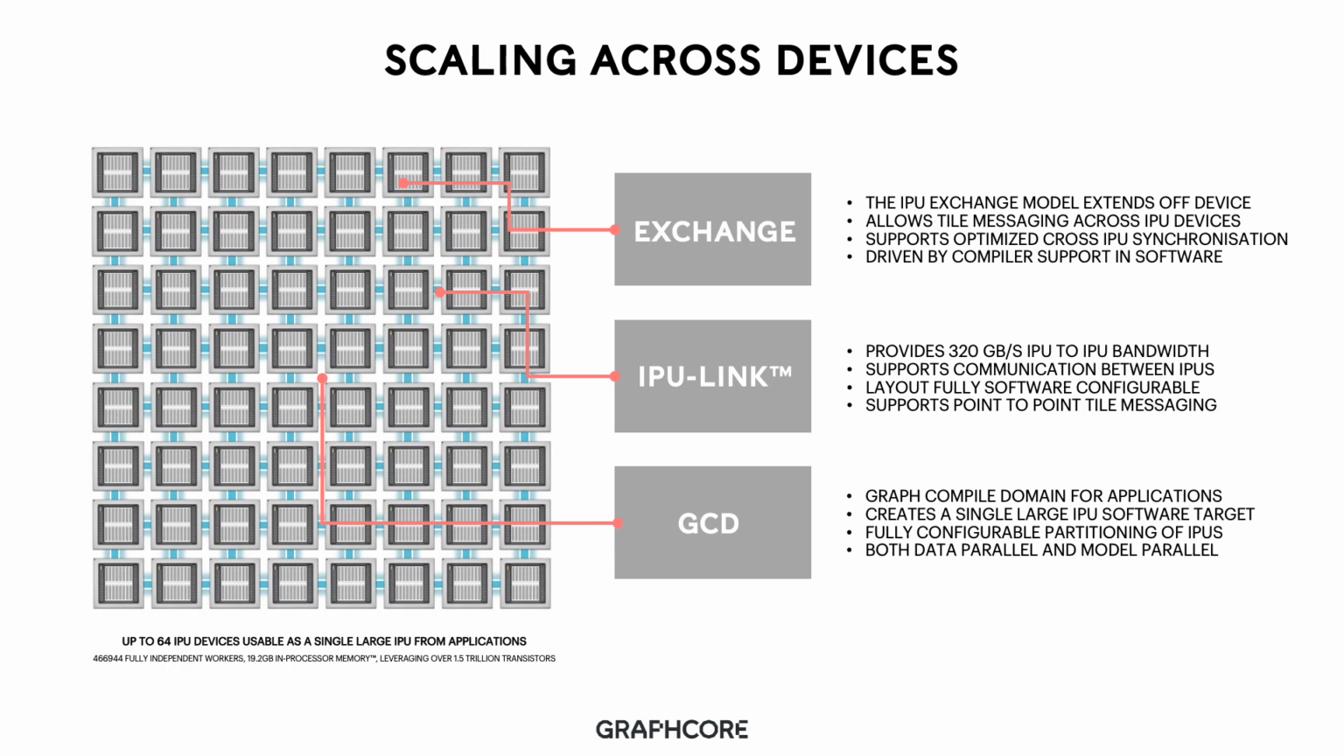Along with scaling on device, we also support scaling across devices. Our IPU link technology enables us to connect multiple IPU processors together to provide a single software target made up of multiple IPUs. In our first generation silicon, we support connecting up to 64 IPUs together usable as a single large IPU from applications. This enables utilization of 466,944 fully independent workers and 19.2 gigabytes of in-processor memory. For a machine intelligence application, this leverages over 1.5 trillion transistors.